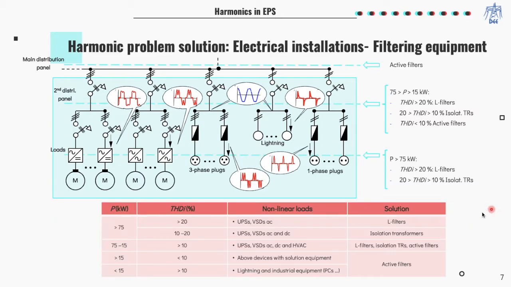The following table summarizes a classification of nonlinear loads depending on their active power consumption and their total harmonic distortion. The table also presents the different solutions to be applied to reduce the harmonic currents. Uninterruptible power supplies and variable speed drivers are mainly nonlinear loads with power consumption higher than 75 kW, which must be filtered with choke inductances and isolation transformers at load panel level.